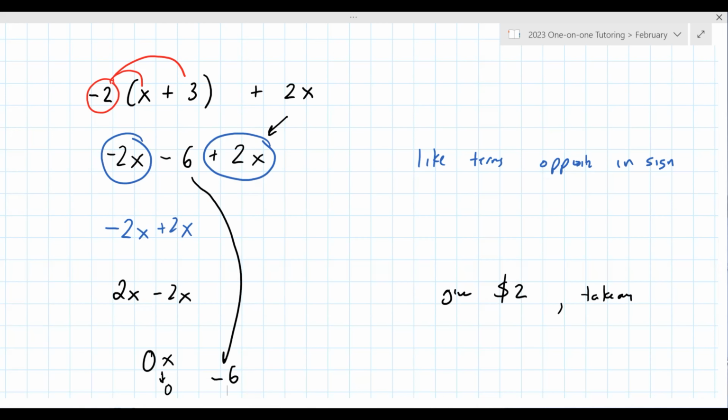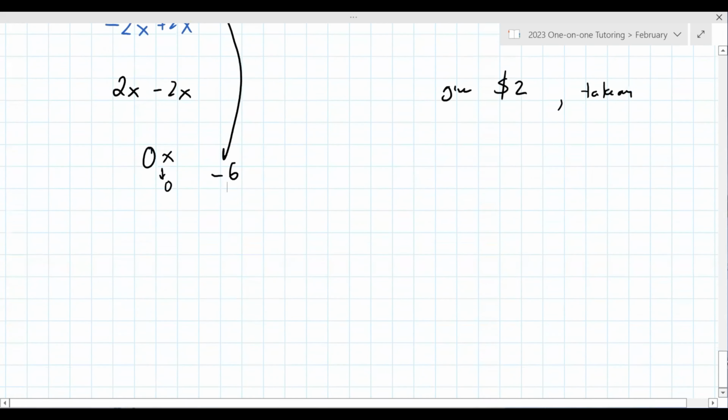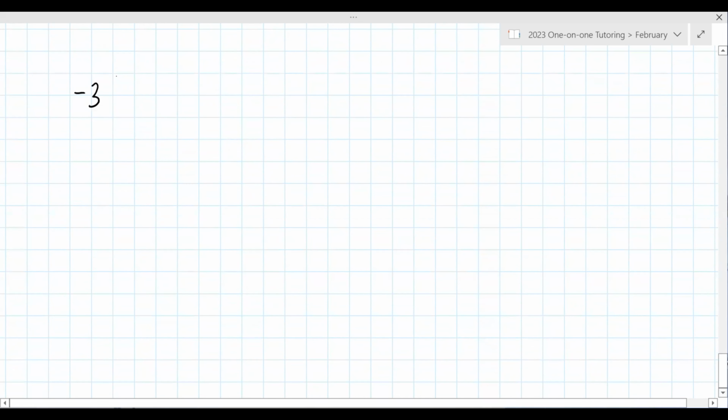Okay, let's do one more here. You're really close to getting it. Minus 3 times x plus 1, plus x. Just do it this way. Go ahead and distribute that minus 3.